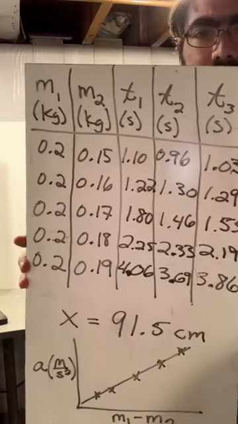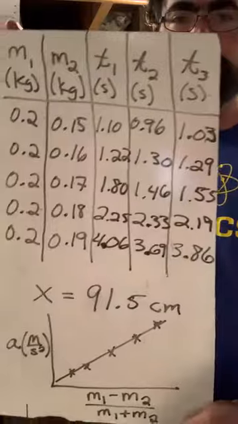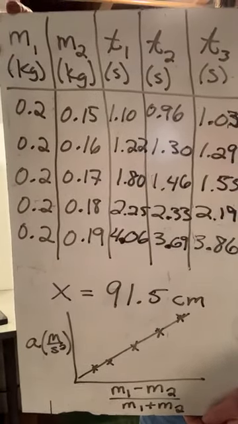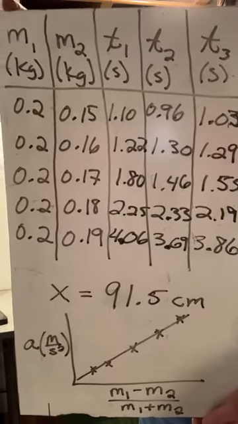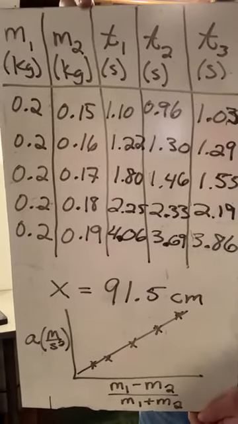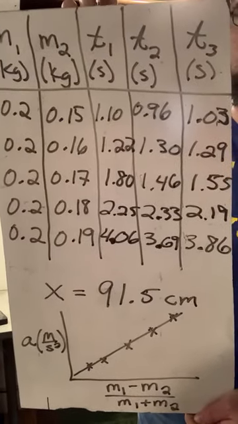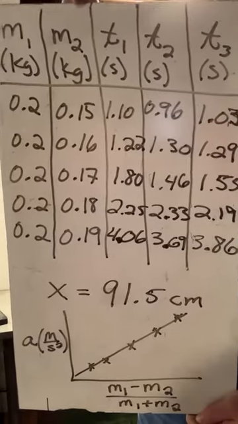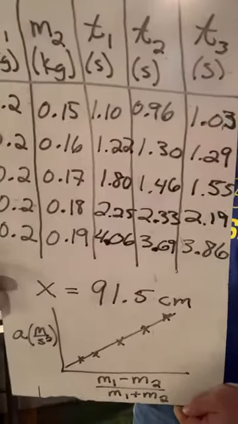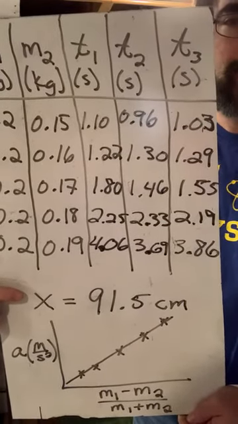So here is our data. What I'm showing is mass 1, the heavier mass, which is 200 grams. Mass 2, which was our variable, which went from 150 to 190 grams. And then the 3 times that we had for each of those sets of values. For every measurement, the distance that was traveled was 91.5 centimeters.